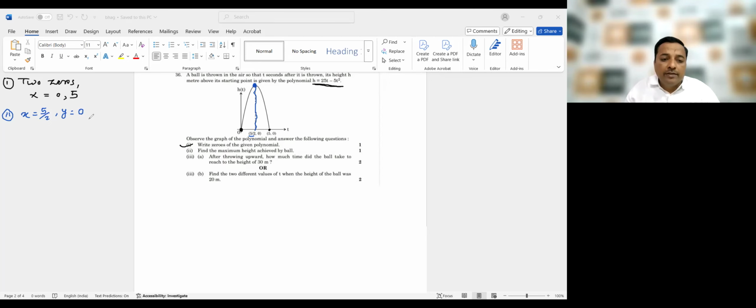Shift this value to that side. So t² becomes plus, 25t becomes minus, and 30 was already plus. Now we need factors of 30 that give 25. Wait just a minute.